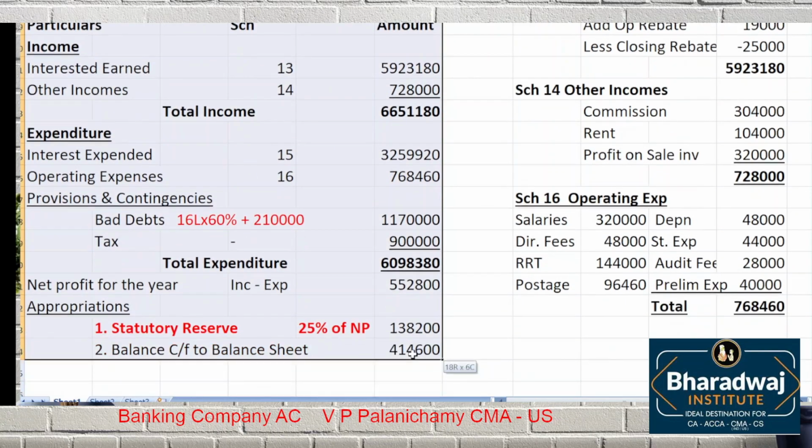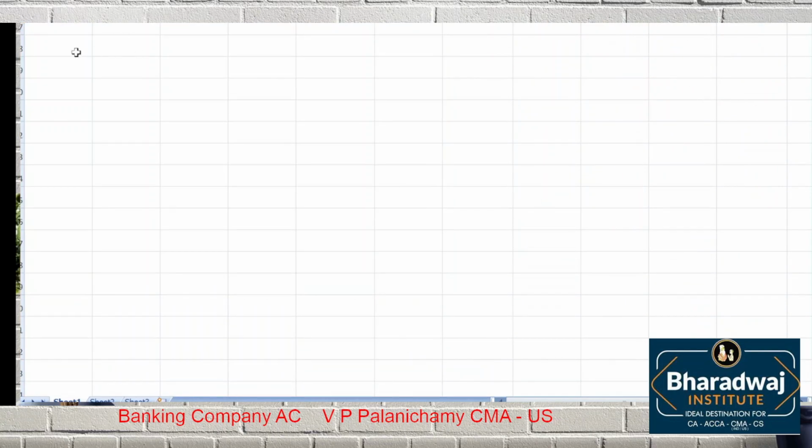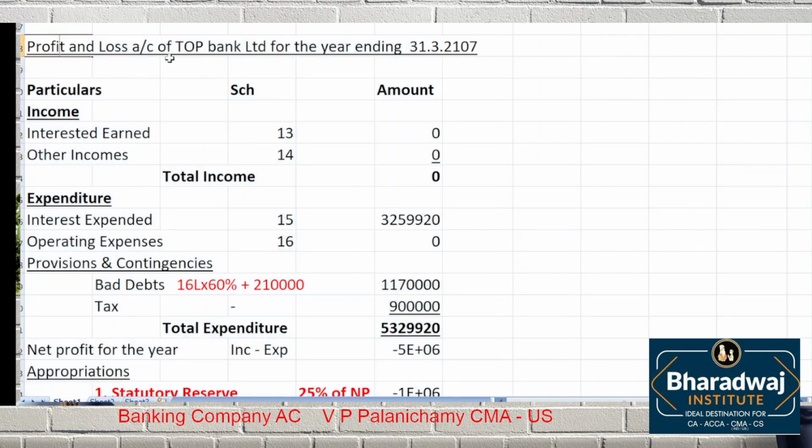For me, it is just copy paste. Hope you tried this to continue this level. If not, please pause it at least now, then try it on your own. Without trying, the concept will not go to your mind. Please ensure that you prepare this P&L account with schedule 13, 14, 15, 16, bad debts, tax, and of course net profit for the year. At least you work out, then you continue with this lecture.